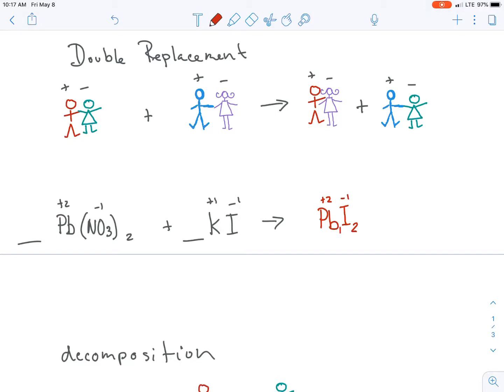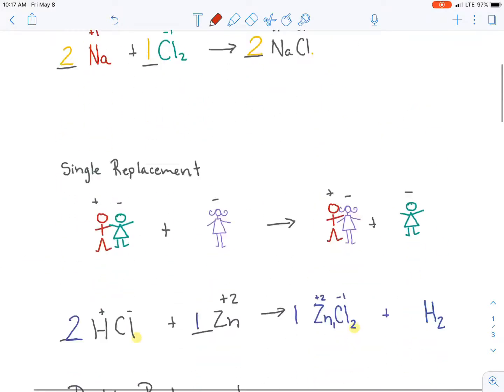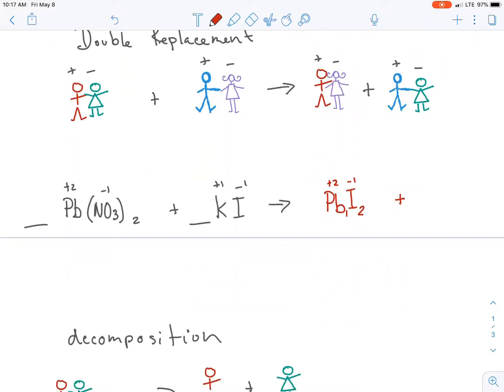All right, plus K. Whoops, what happened there? Get back here. K, and then goes with the NO3. And that NO3 is in parentheses, remember, because that's a polyatomic ion, and we like to keep that all grouped together. When there's just one, it doesn't really have to be in parentheses, but you know what? I like it in parentheses. It helps me keep track of it. It makes it easier to balance.